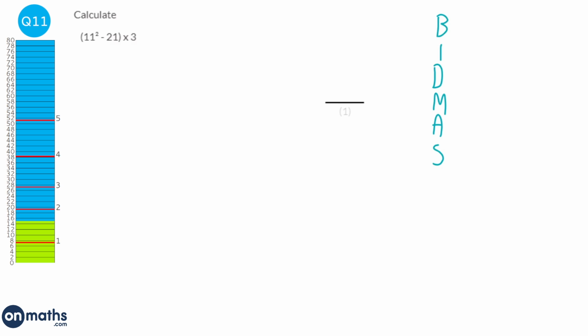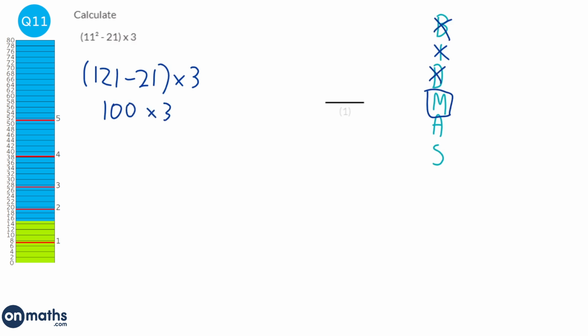So 11 squared is 121. So we've got rid of the indice, but we're still looking at the bracket. So we're going to do 121 minus 21, which is going to be 100. Now we have no more brackets, no more divisions, but we do have a multiplication. So it's going to be 300, and that's our answer.